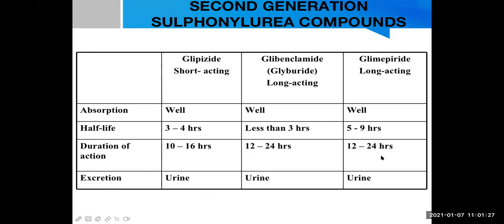What about the second generation sulfonylureas? Glipizide, glibenclamide, and glimepiride, short acting and long acting. All of them are well absorbed from the GI tract. Half-life is 3 to 4 hours. It is less than 3 hours in glibenclamide and 5 to 9 hours in glimepiride. Duration of action is up to 24 hours regarding the long acting and up to 16 hours in the short acting. And all of them are excreted again in the urine.